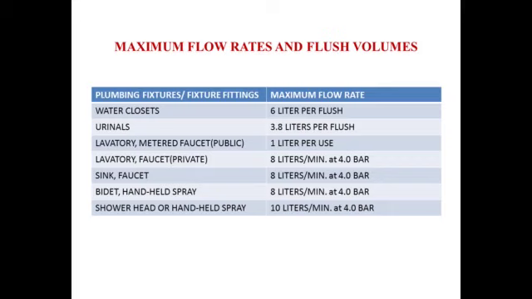Sink or faucet 8 liters per minute at 4 bar pressure. Bidet handheld spray 8 liters per minute at 4 bar pressure. Shower head or handheld spray 10 liters per minute at 4 bar pressure. These are some of the fixtures we have shown and their water requirement for flushes.